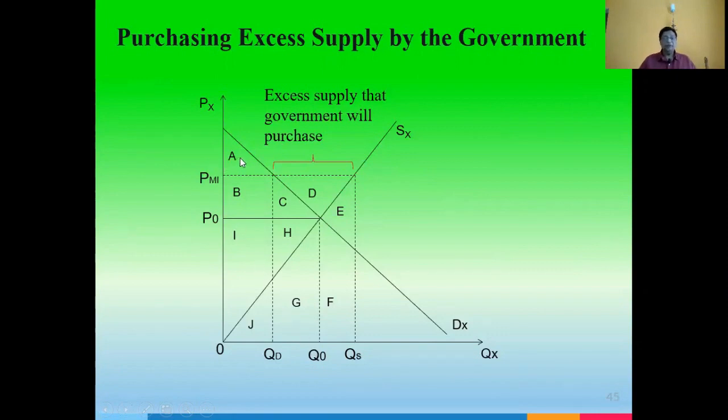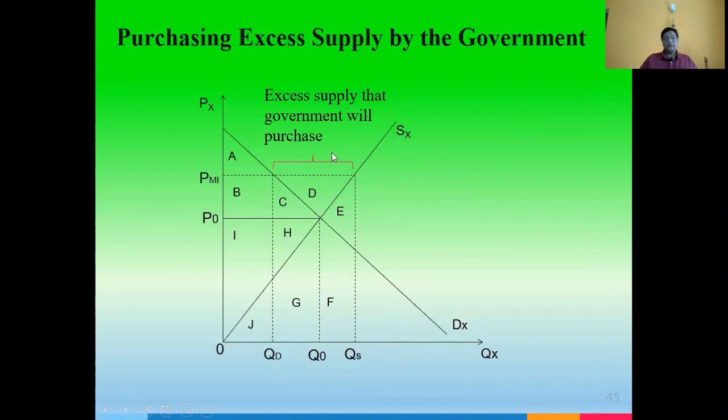Then consumer surplus is given by the area of A, B, C. Producer surplus is given by the area of I, H. With this minimum price PMI, consumers purchase only QD units and producers supply QS units of the product. Therefore, there is an excess supply of the product that is given by the difference between QS and QD.